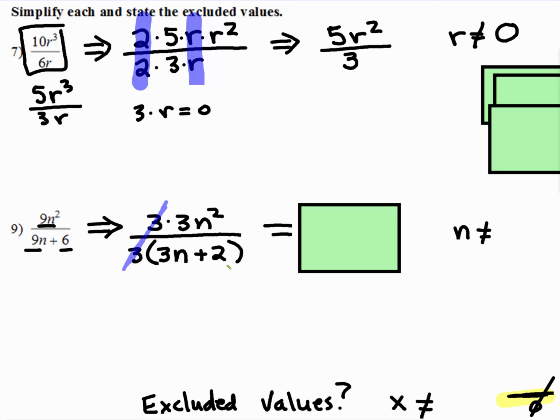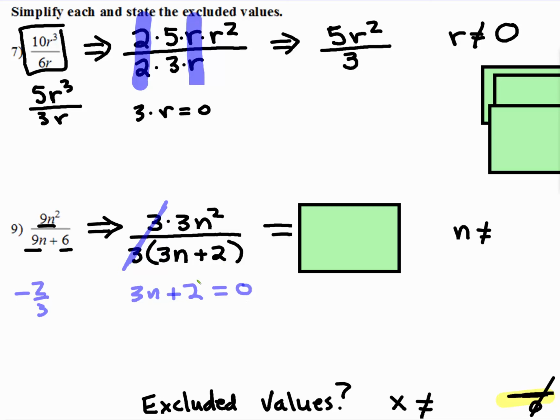Now we have to look at what is the excluded value. So 3n plus 2, let's set that equal to 0. Some of you will be able to tell right away. Notice, what's the opposite of 2? Yep, -2. And then what's the inverse of multiplying 3? Dividing 3. So that would be -2/3, but let's do it this way. Let's set this whole thing equal to 0.